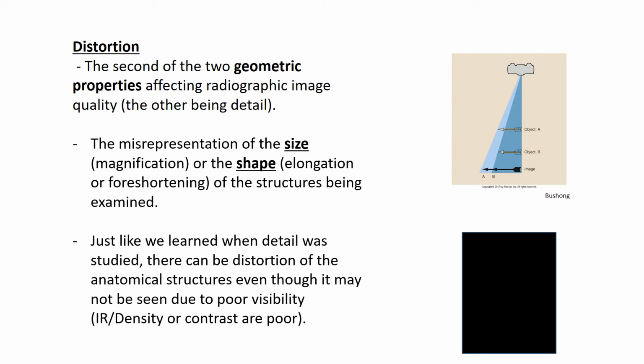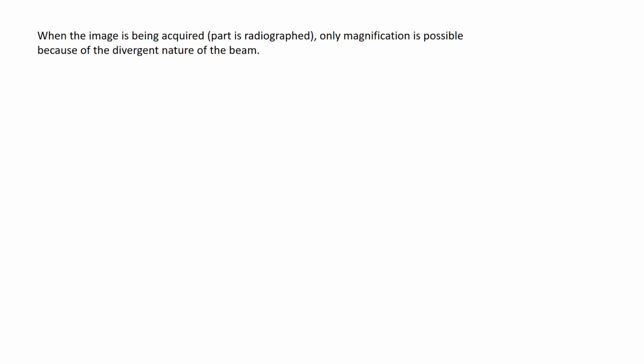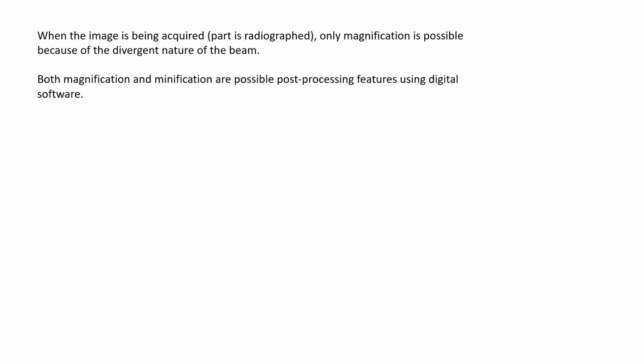Just like we learned when detail was studied, there can be distortion of the anatomical structures, even though it may not be seen due to poor visibility, meaning the wrong technique was utilized. When the image is being acquired, meaning the part is actually being radiographed, only magnification is possible because of the divergent nature of the beam. Magnification and minification of the anatomical part radiographically are possible as post-processing features when using digital software.